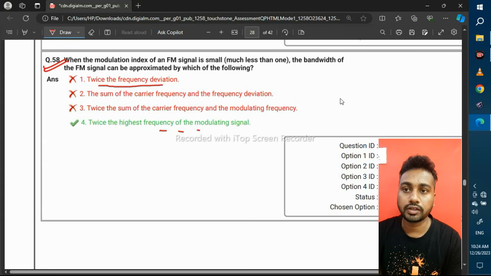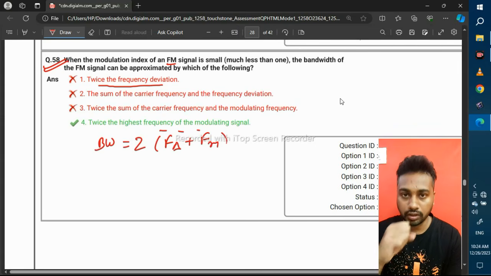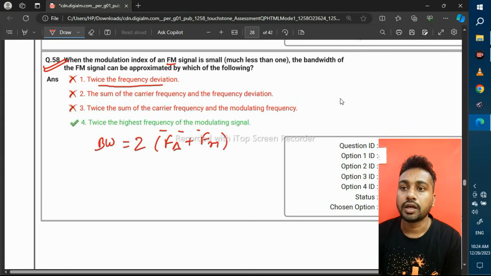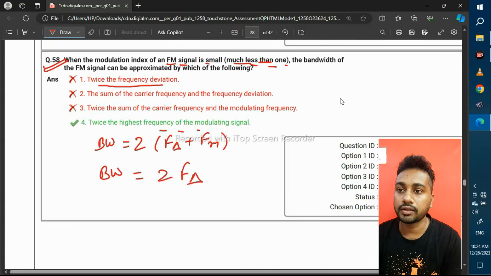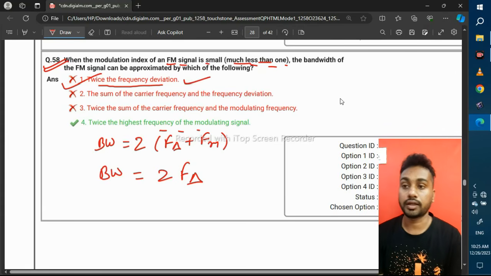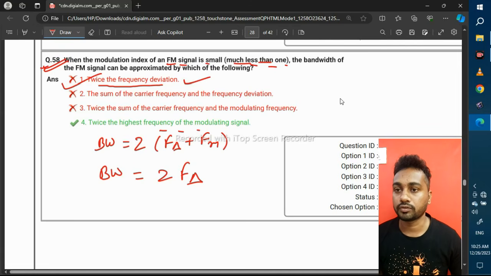When we talk about an FM signal, the bandwidth is equal to twice the frequency deviation plus the maximum frequency. This is the formula for bandwidth in an FM signal. And when the modulation index is much less than 1, then the bandwidth is twice the frequency deviation. So I think the answer is option A here. You can check this one, 58 also, the answer should be option A, not option 4.